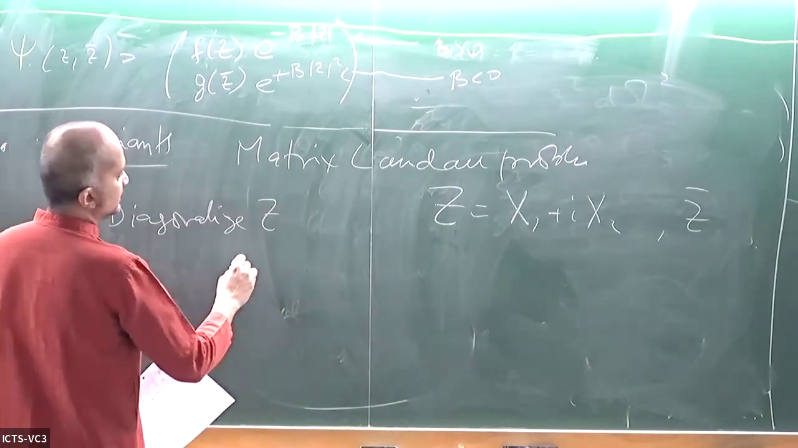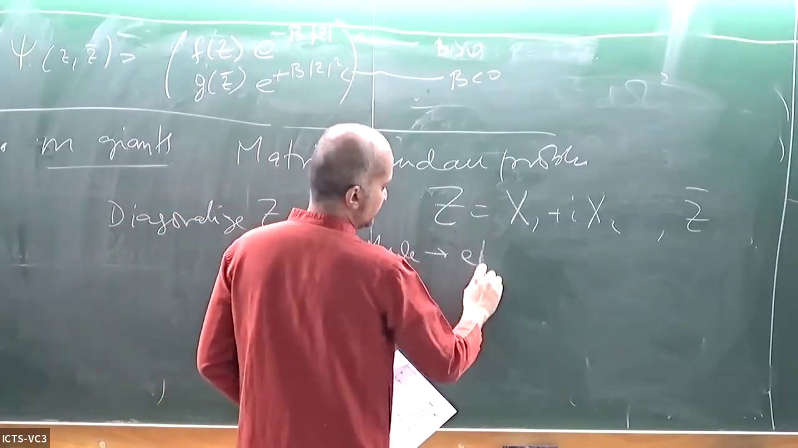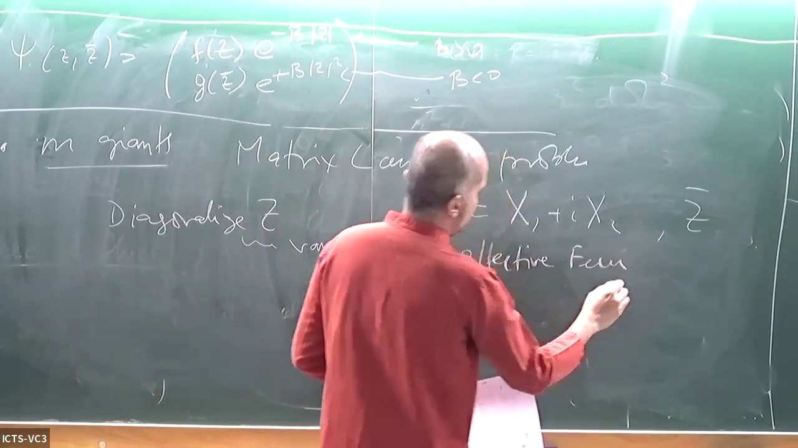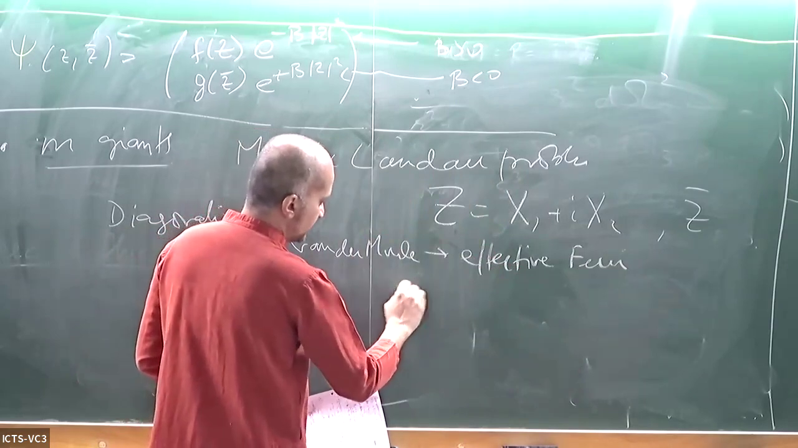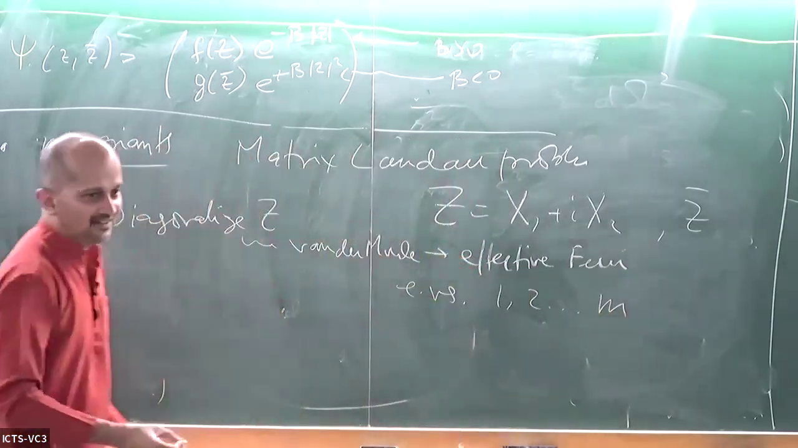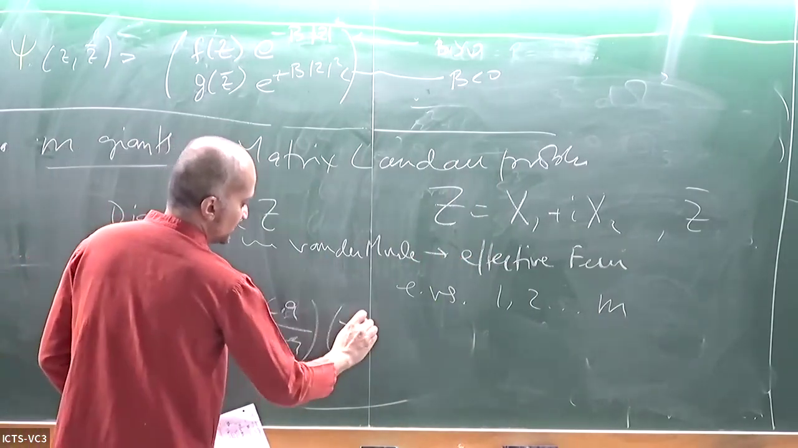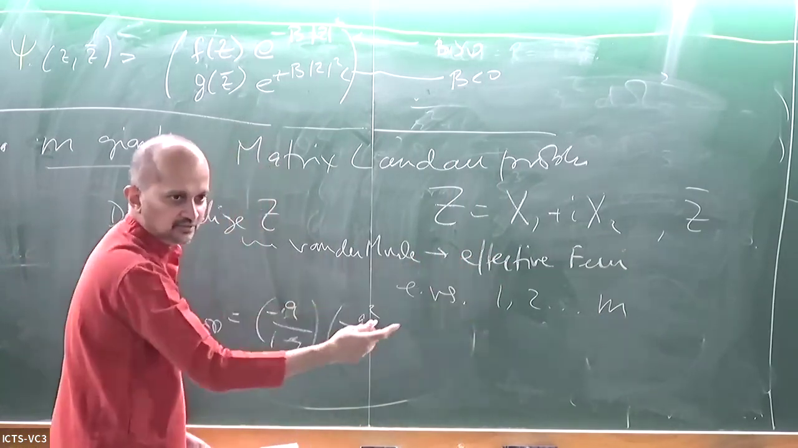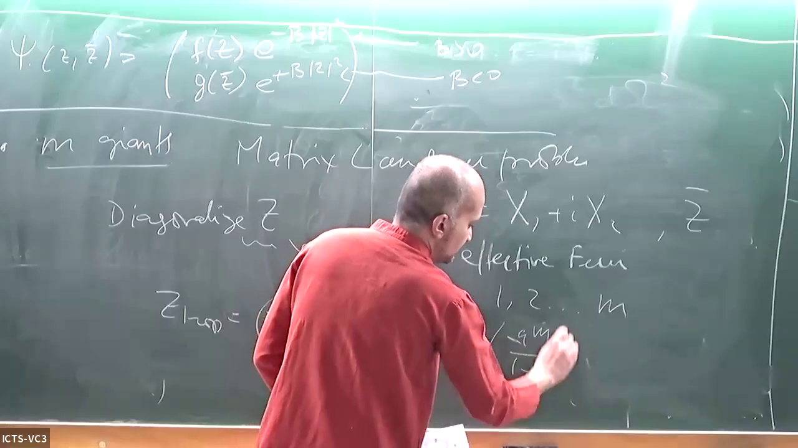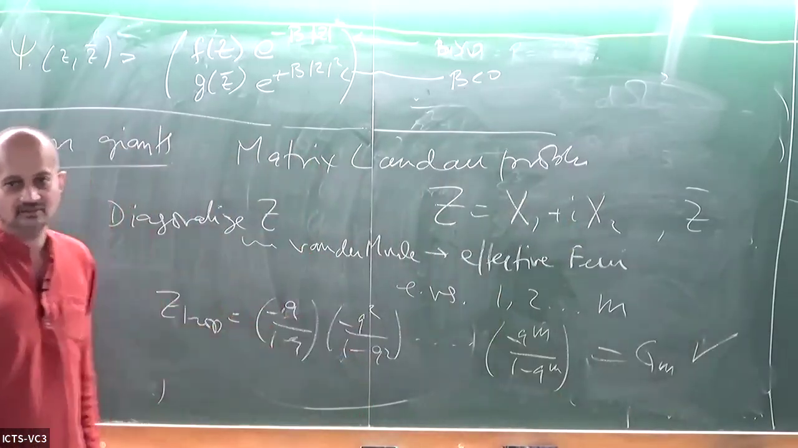So diagonalize Z. And this is well known, there's a Vandermonde. And so there are effective Fermi levels. This Fermi has nothing to do with the fermion. What it gives you is that the eigenvalues under L are 1, 2, all the way up to M. And so the one-loop is minus Q over 1 minus Q, minus Q squared over, and they're all non-interacting because it's the usual matrix diagonalization. And this is precisely the GM that we wanted. That is minus 1 to the M, etc.